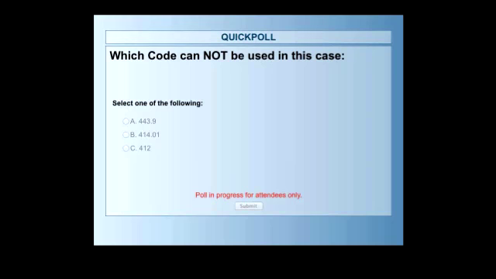So now we can launch the poll. Which one of those 3 codes do you think they cannot use in that case? Just to help out, 443.9 is the PVD, the peripheral vascular disease. 414.01 is the CAD of the native coronary artery, and 412 is the old MI. So PVD, CAD of native, and old MI. 37% voted, 40%. Just take a guess if you don't know. You can put it in the chat too for those iPad users.